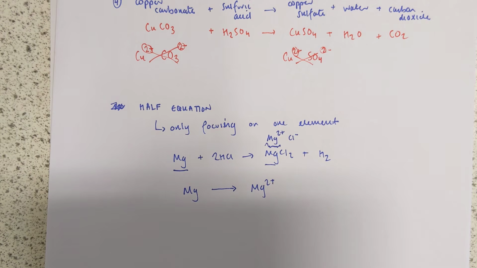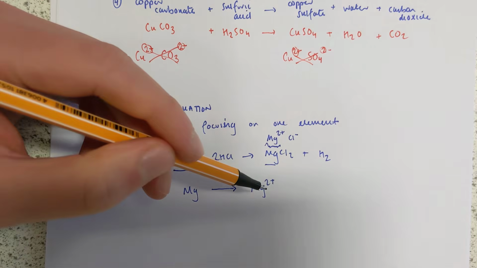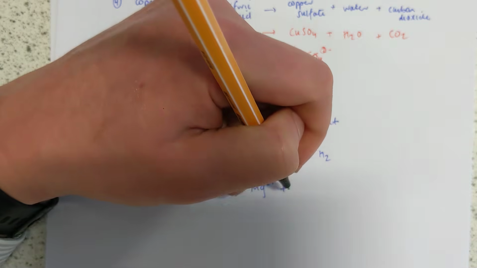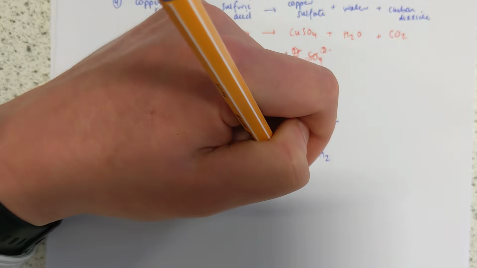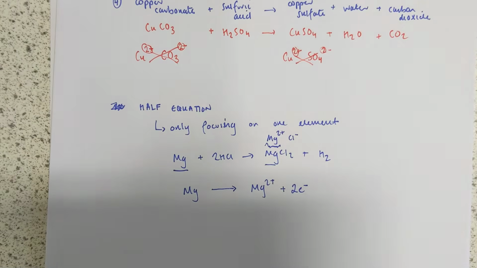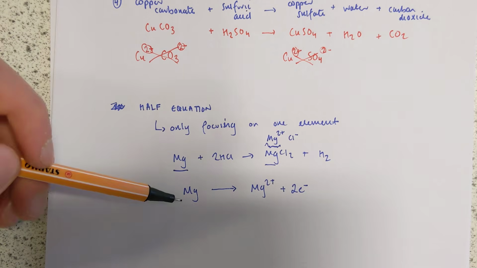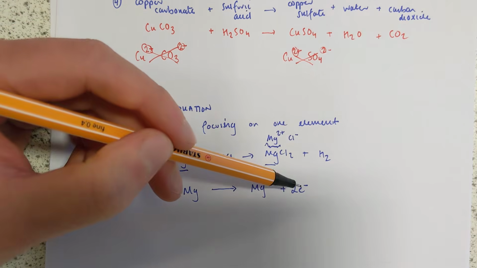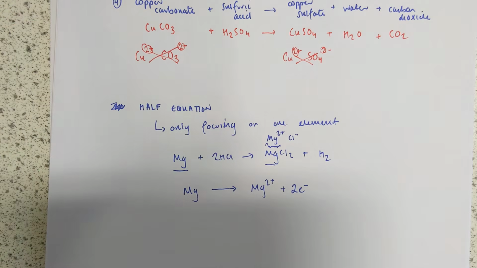To get that balanced, I need to add electrons, because magnesium turns into magnesium 2+ because it loses 2 electrons. If it loses 2 electrons, I will show those electrons on the right hand side: 2e-. The way I check if it's right is that the charges should be balanced on each side. So there's no charge on the left hand side. 2+ and 2- together means there's no charge on the right hand side as well.